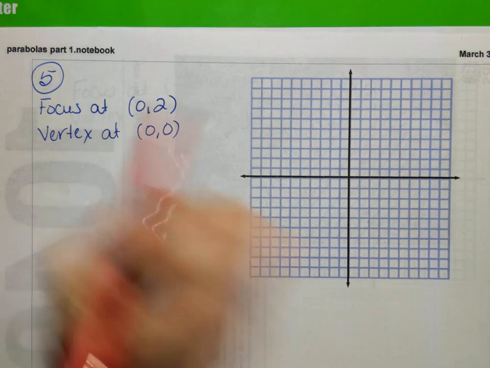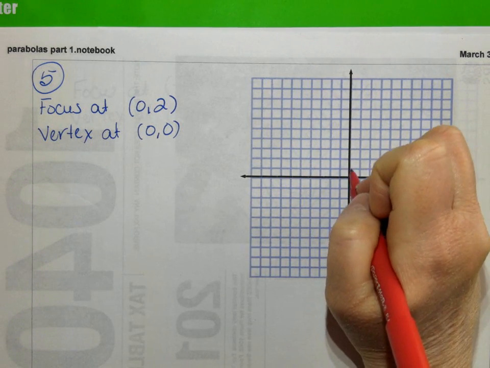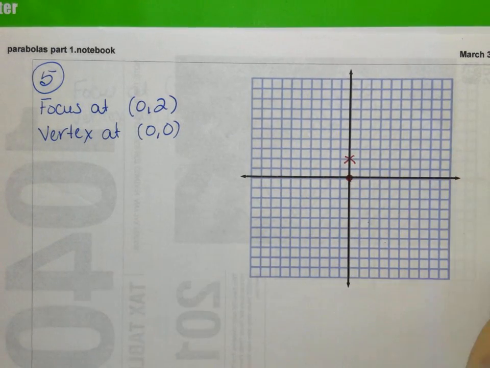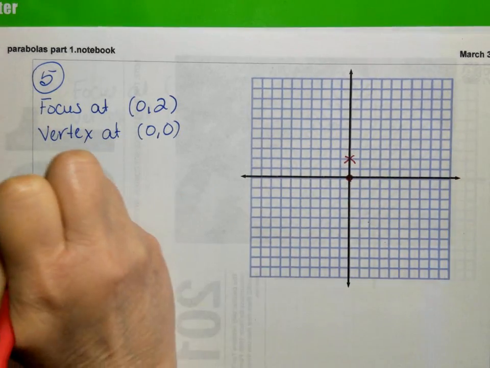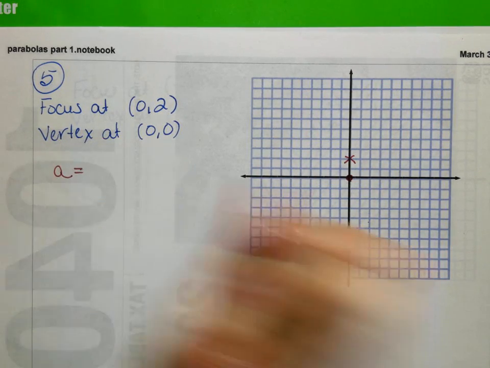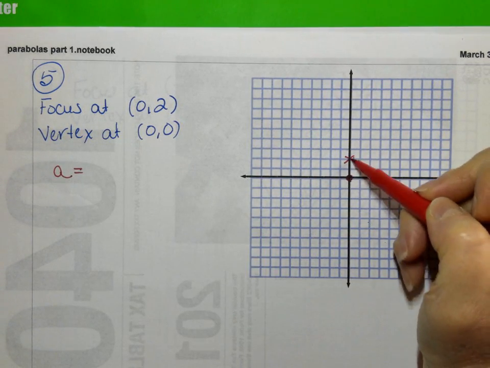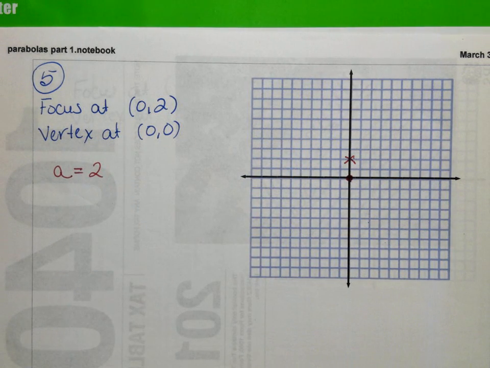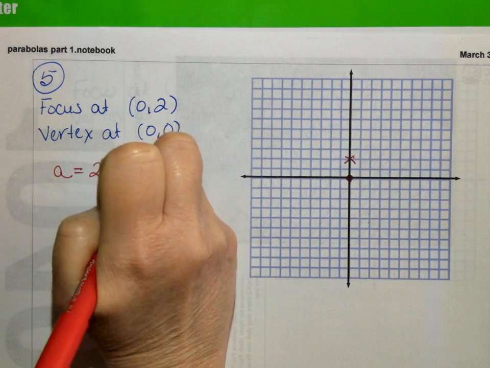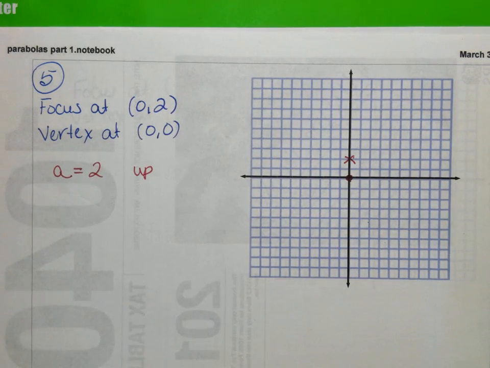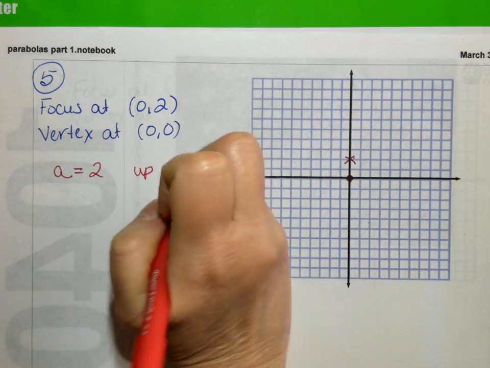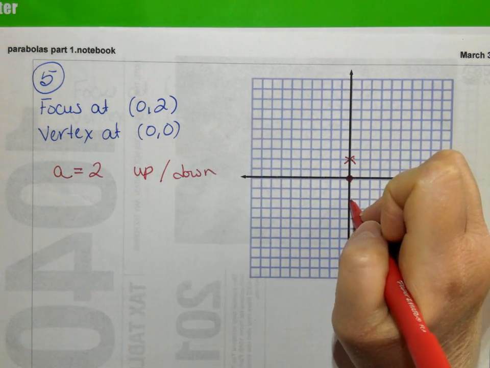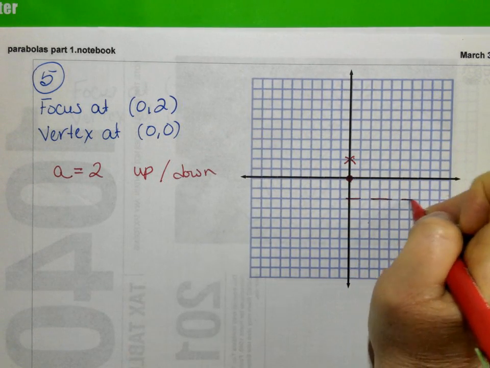Okay, so we know the focus is at 0, 2. I know the vertex is at 0, 0. Remember the definition of A? A is how far it is between those two things. It happens to be 2. Now, I went up from the vertex to get to the focus. The opposite of up is down. Therefore, I'm going to go down to find my directrix.